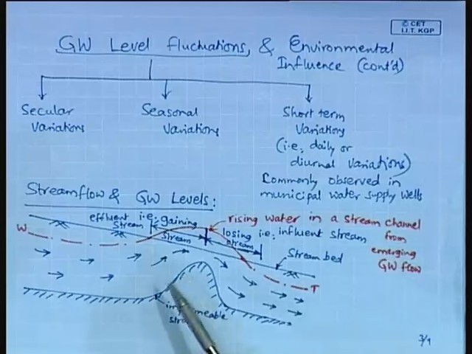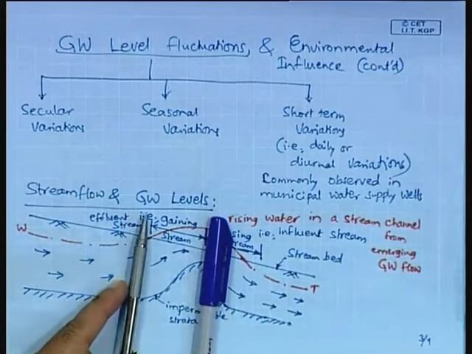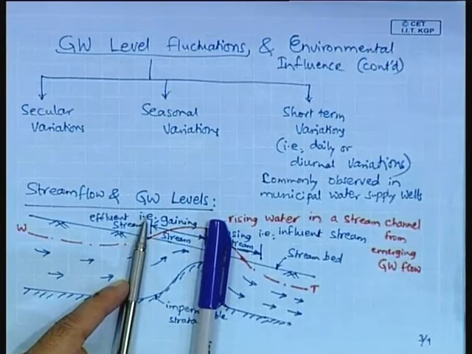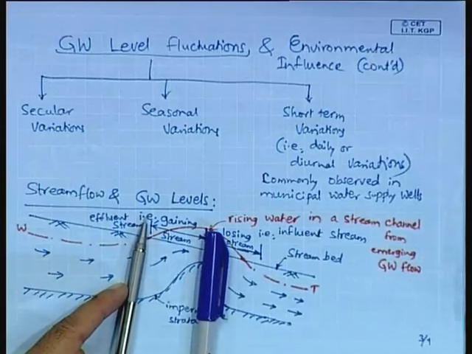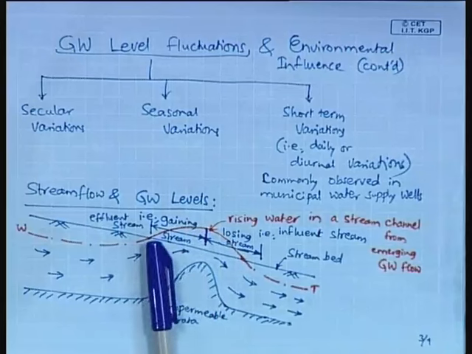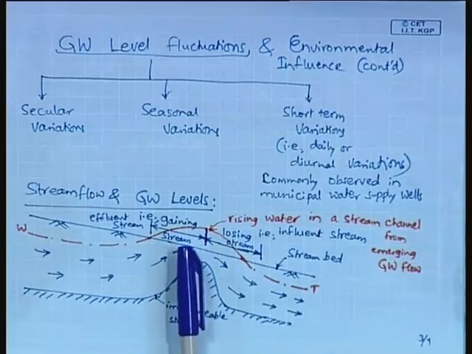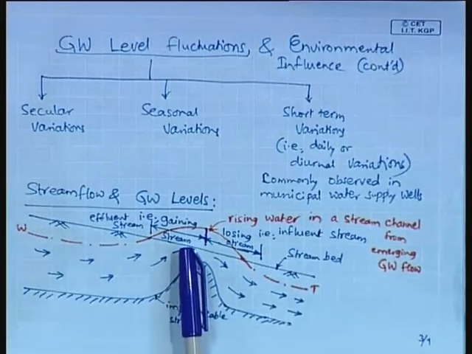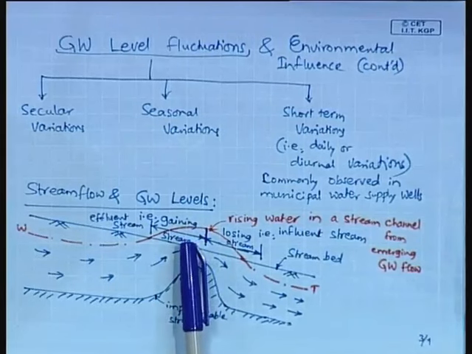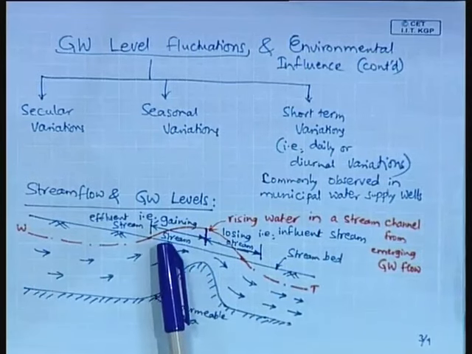So here what happens is, this portion, that means from the hump to the portion where the groundwater streamlines have transformed themselves into surface water streamlines, will be acting like an effluent stream or a gaining stream. Because here all the groundwater will contribute as effluent to the stream flow.